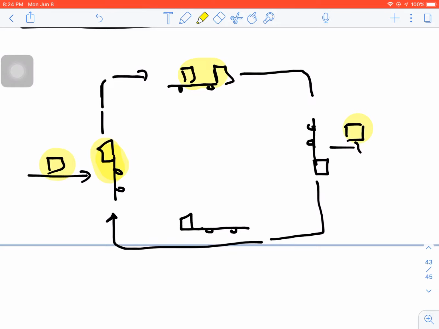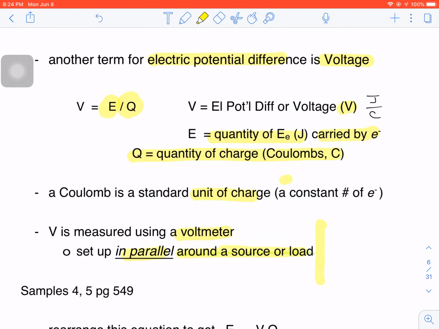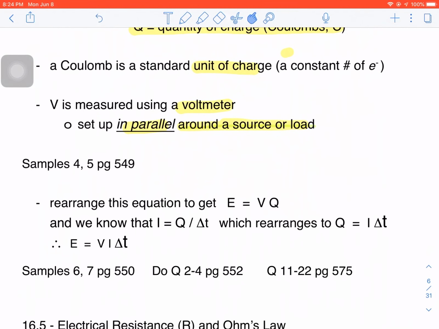Now we've got our two formulas. V is equal to E over Q, and I is equal to Q over T. So if I know that voltage is equal to energy over charge, or energy equals VQ, and I know that I is equal to Q over delta T, which means, if I rearrange it, Q equals I delta T, then I can take I delta T and substitute it in for Q, and I get E is equal to VI delta T. And that's our last formula for today.